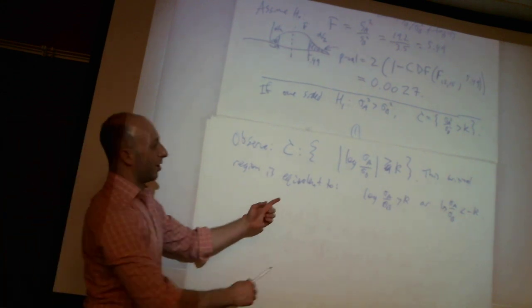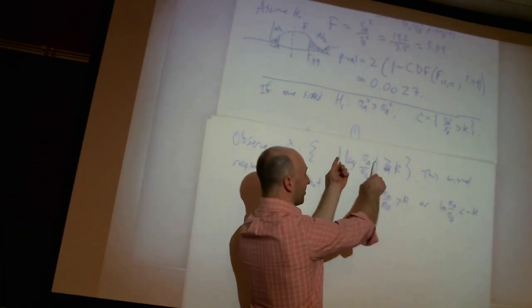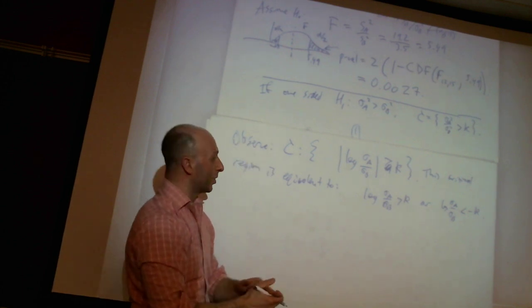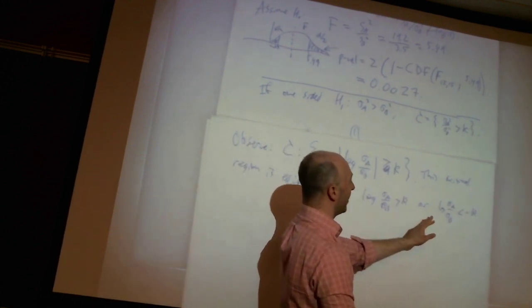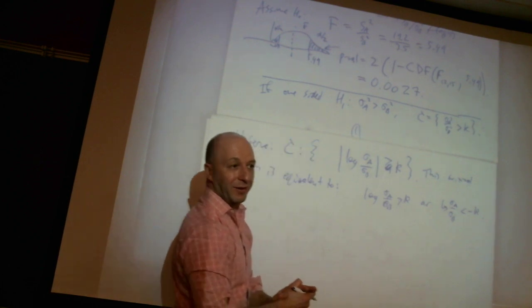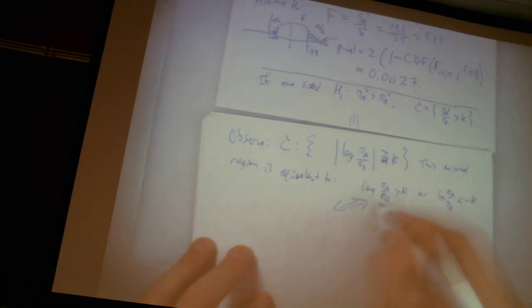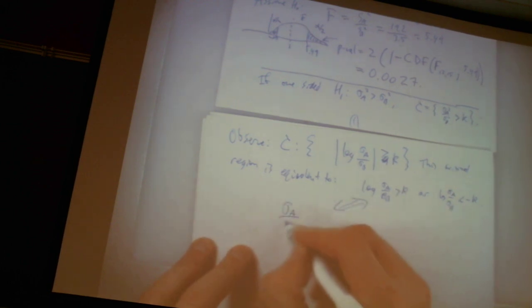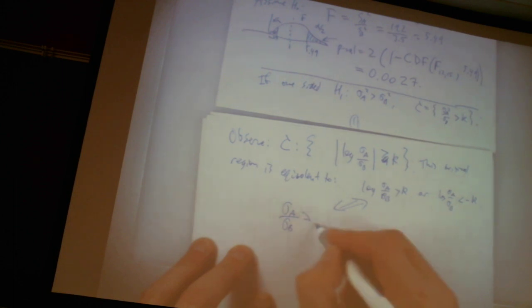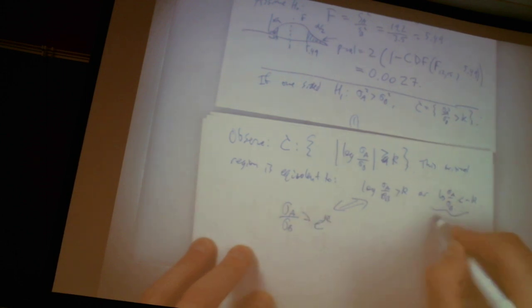That's how you resolve an inequality with an absolute value being bigger than something. To be bigger than it, you either have to literally be bigger than it, or you have to be less than negative that value. K is a positive number. If I exponentiate both sides, this is equivalent to sigma A over sigma B being bigger than e to the K, or sigma A over sigma B being less than e to the minus K, which of course is 1 over e to the K.